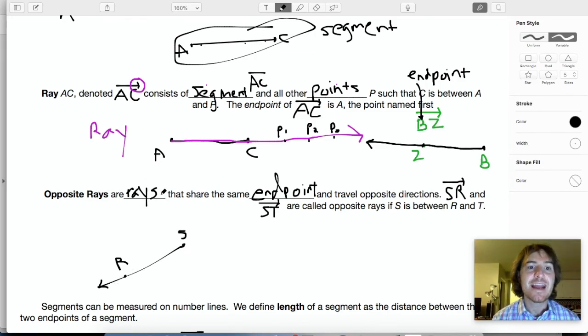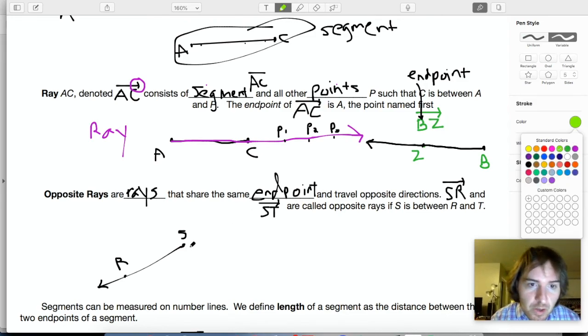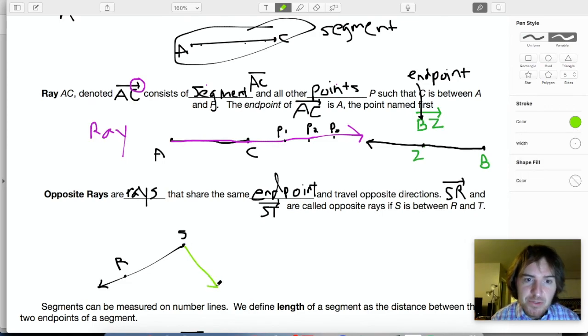And in order to get an opposite ray of SR, they would share the same endpoint. And of course, you could draw in this ray. Is this an opposite ray to ray SR? No, because it doesn't fit this part of the definition here. It doesn't travel in opposite directions. It's traveling in just a direction. It just has an endpoint.